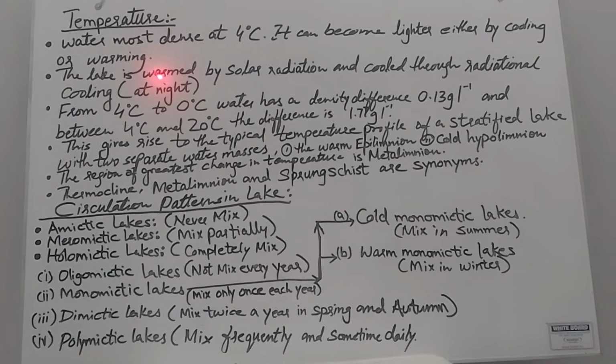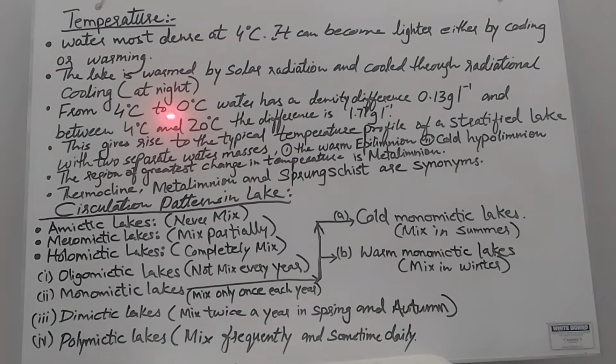The lake is warmed by solar radiation and cooled through radiational cooling. Meaning in the daytime, the upper water becomes warmer because of the solar radiation, and at night it becomes cool. Now this will depend on the temperature of that water body.